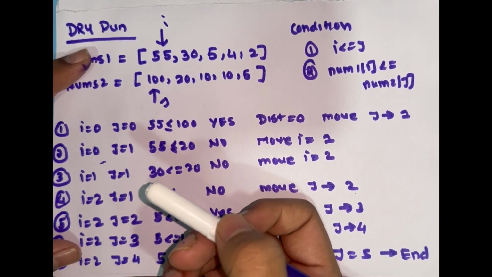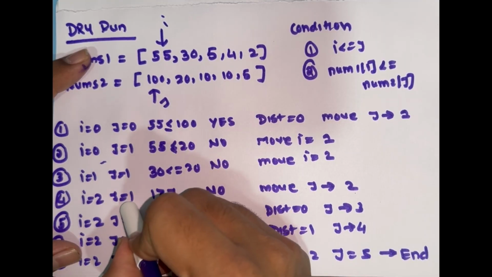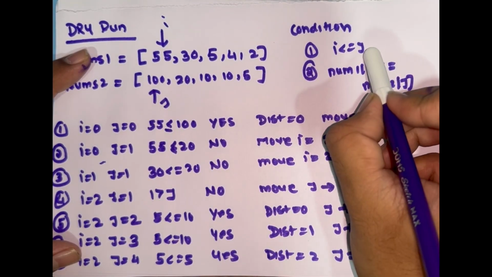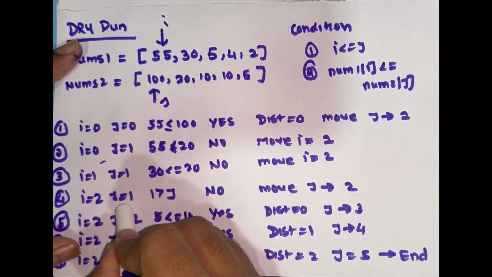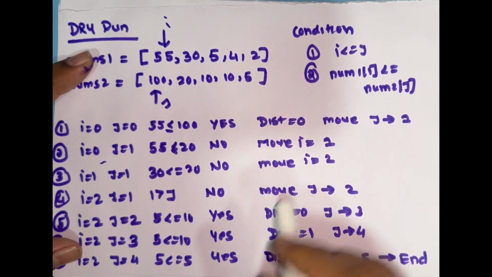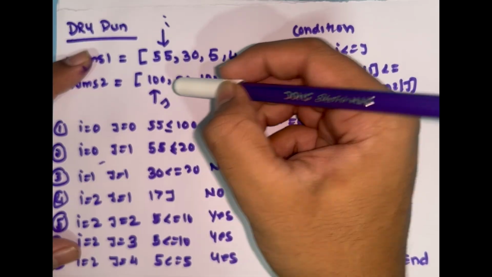In the fourth iteration, i equal to 2, j equal to 1. Here i is greater than j. If you can see, i is at position 2 and j is at position 1, and this doesn't satisfy the condition. So we'll move j to 2. j will come to 2.